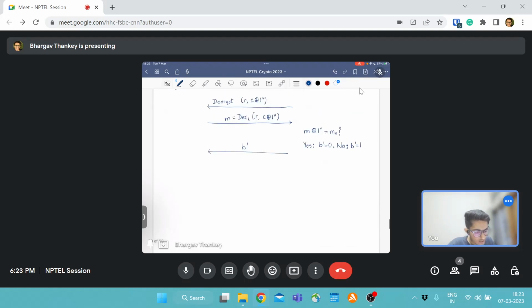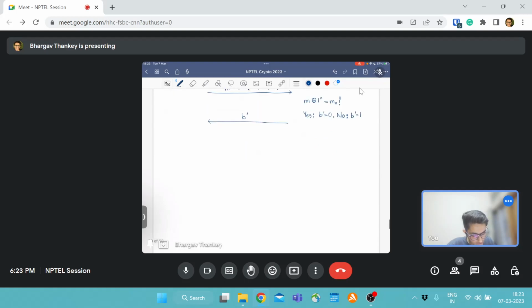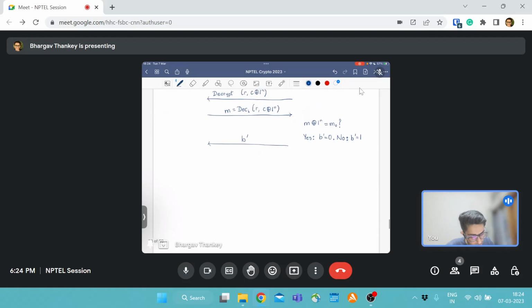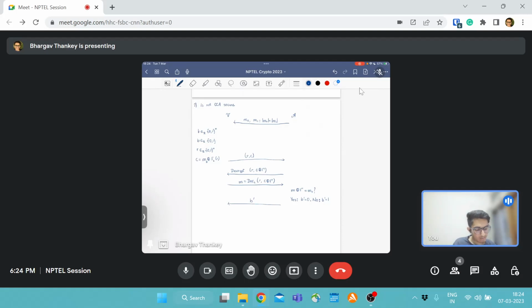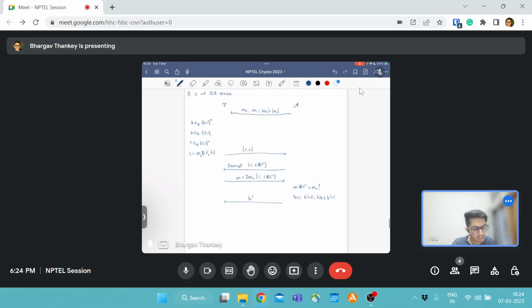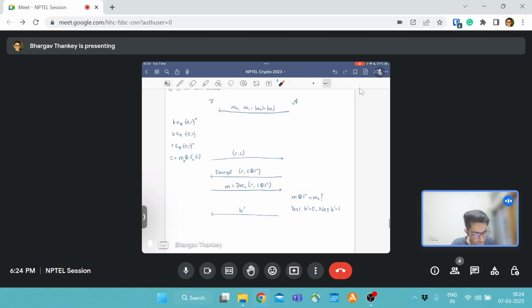Okay. So now let's analyze the success probability of the adversary. First of all, observe that the adversary is clearly probabilistic polynomial time because all it does is generate two messages of length n and perform this computation, which is also just linear in n. So A is efficient.